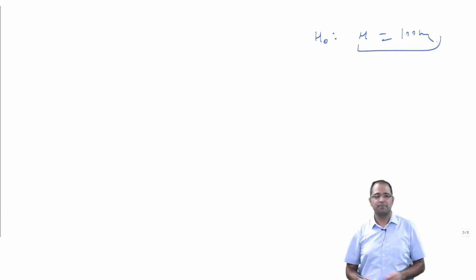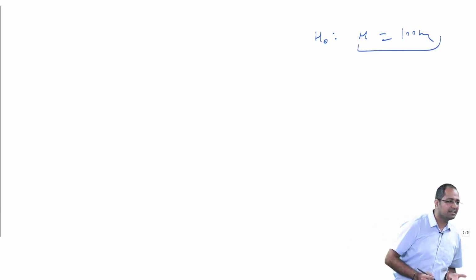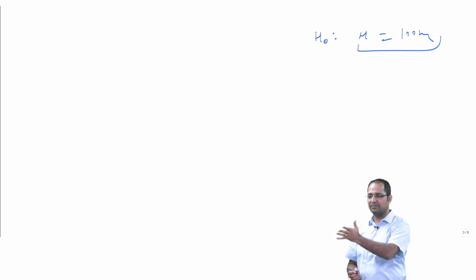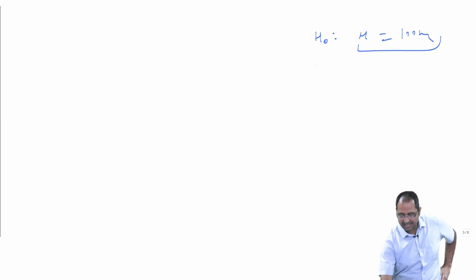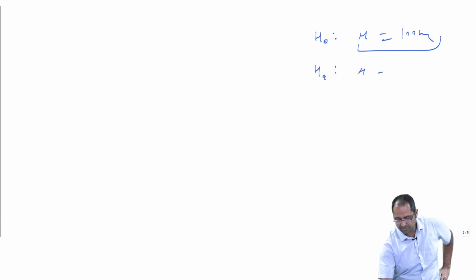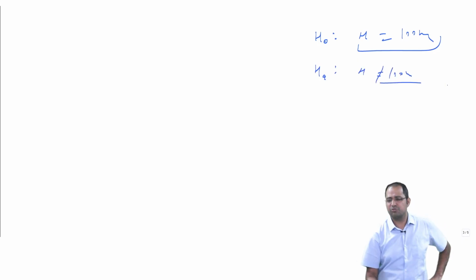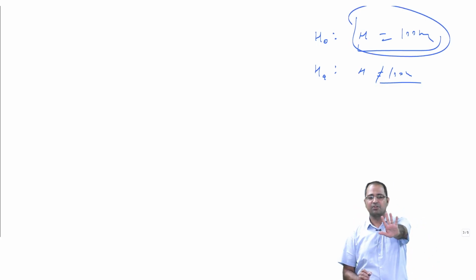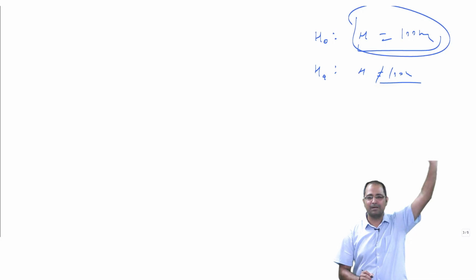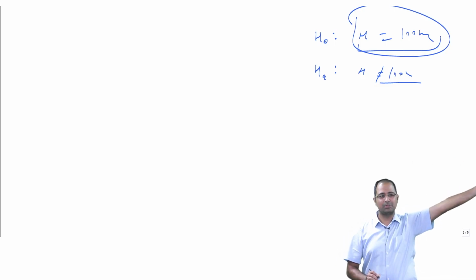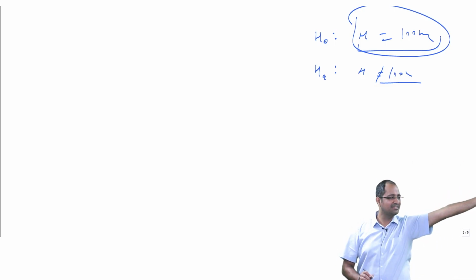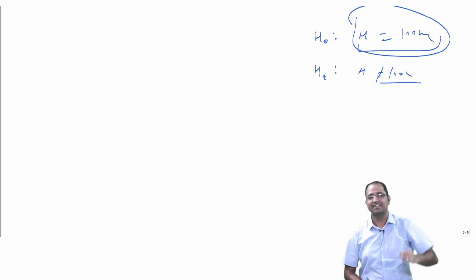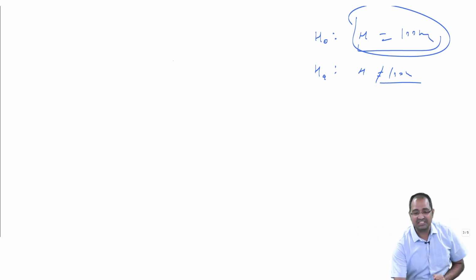So we do this: innocent until proven guilty, trust until proven that he is lying. And H alternate is mu is not equal to 100 meter. So I assume that the average height is 100 meter. Who is that person? Then that person went to my home to test his hypothesis. So he went to do the hypothesis testing. What is his assumption? His assumption is that what the instructor is saying is true.